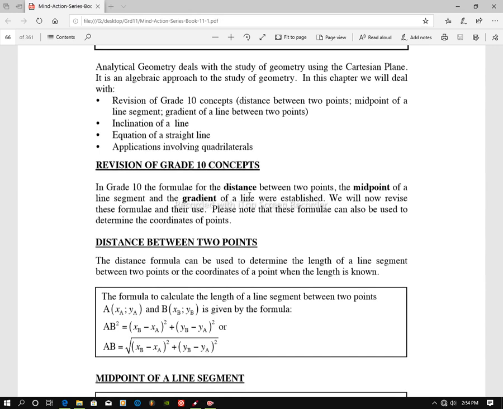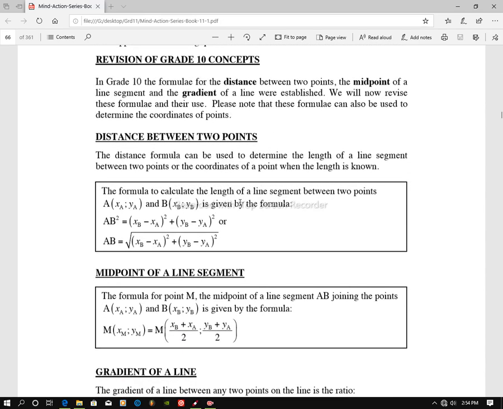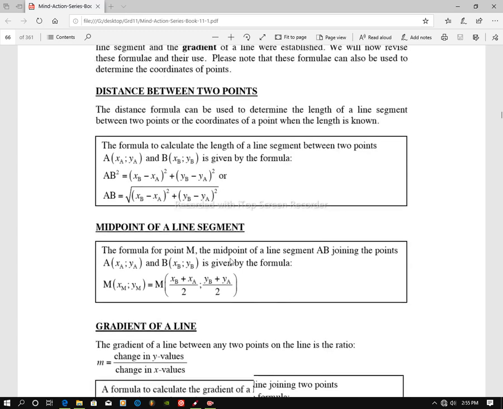In grade 10 you did study the distance between two points. I guess you are familiar with this equation where AB is equal to the square root of (x of B minus x of A) squared plus (y of B minus y of A) squared. That is the distance formula.